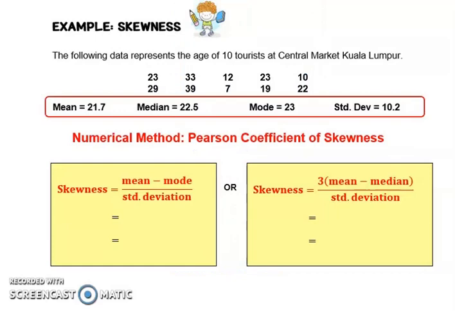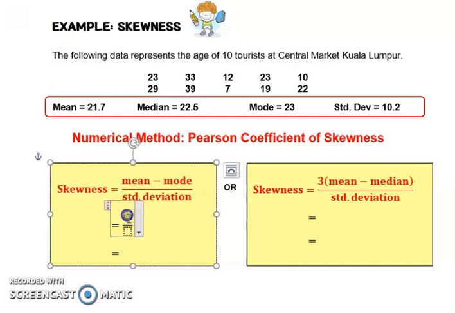Now let's look at the numerical method to determine skewness. Here we will use the Pearson coefficient of skewness. Let's say we have all the values: mean, median, mode, and standard deviation. We can use either one. You can use the first formula using mean and mode, or the second formula using mean and median. Here I'm going to show you both formulas. For the first formula, skewness equals mean minus mode divided by standard deviation.